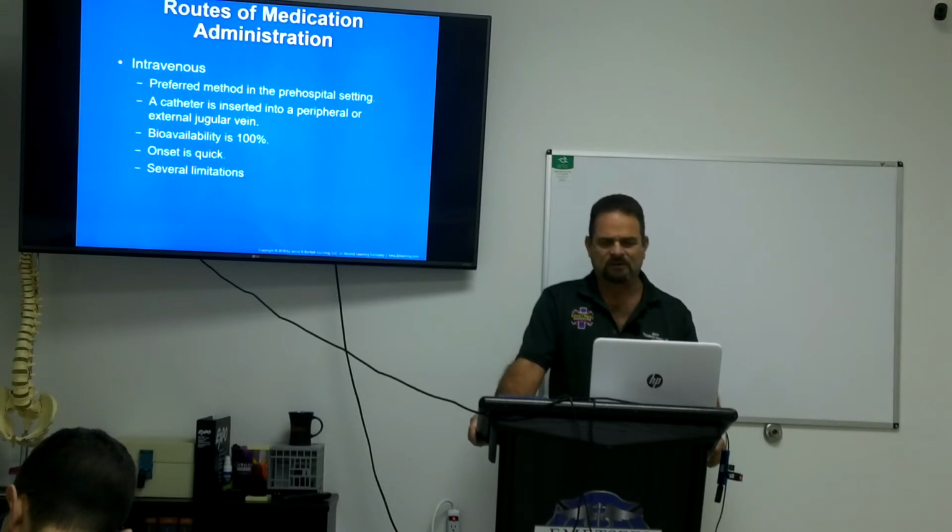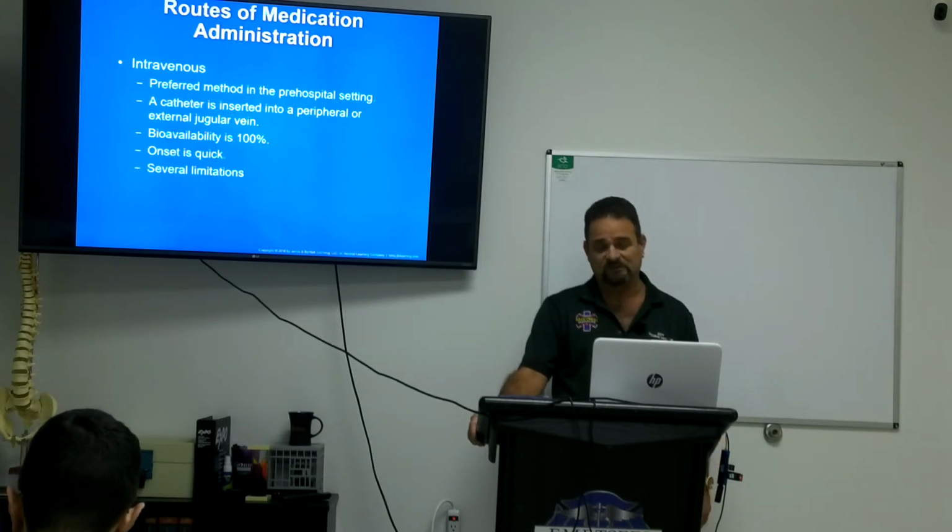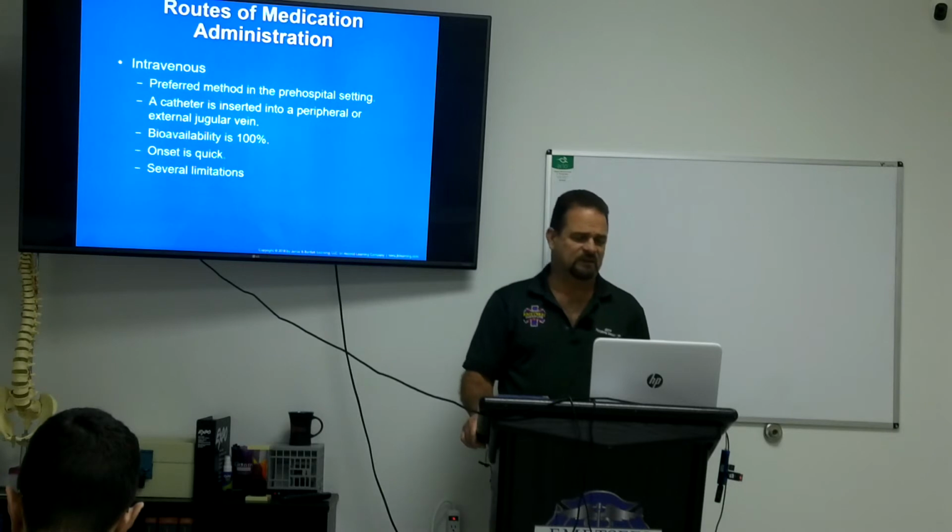A smaller diameter catheter is inserted into a peripheral or external jugular vein. Medication is administered directly into the systemic circulation with a bioavailability of 100%. Onset is much quicker than medications given orally or through orogastric or nasogastric tubes.